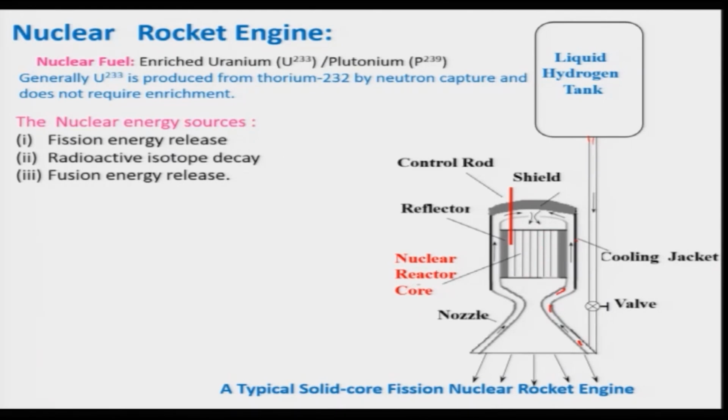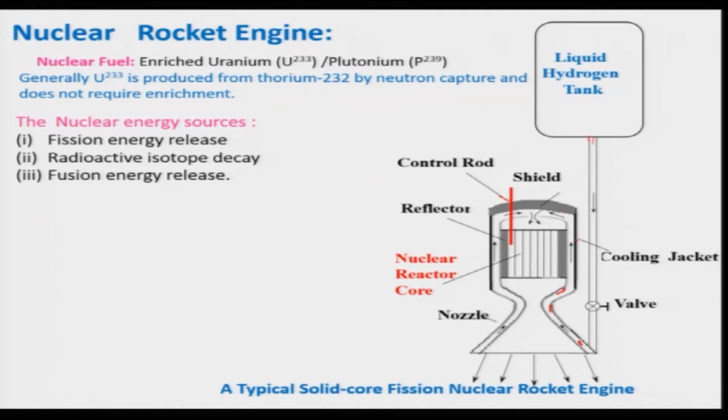Inside this thrust chamber the nuclear fission reactor is placed, which has a nuclear reactor core containing the fuel, and there is also a control rod used to control the nuclear reaction rate, and there is a reflector which helps in not allowing the radiation to go out, and so also the shield, which will be helpful.